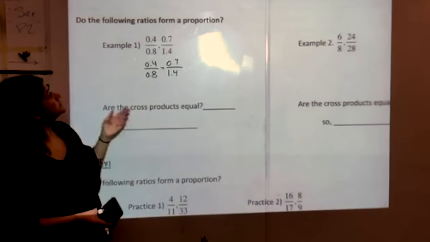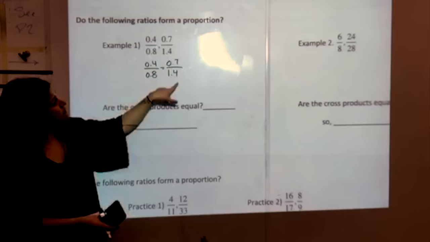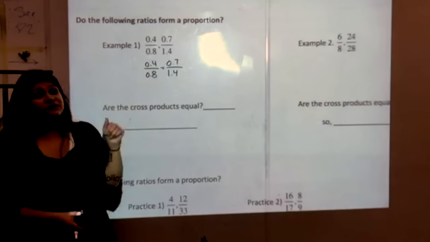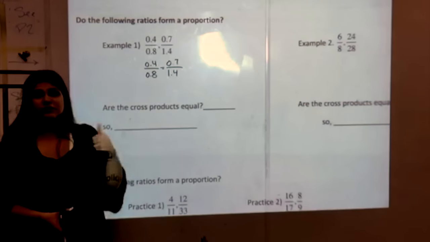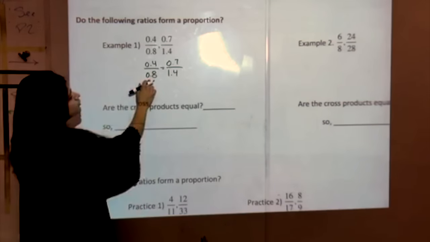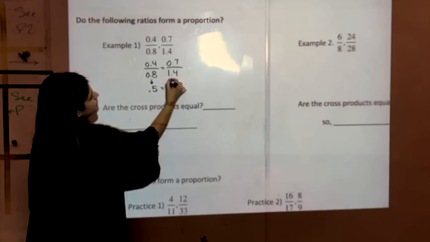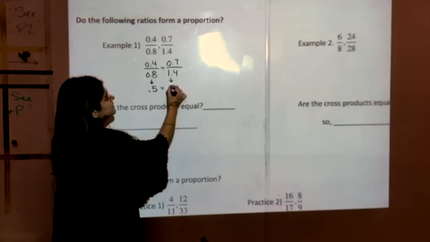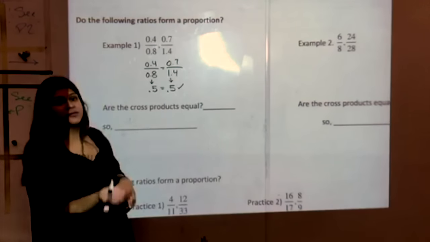The first thing that I'm going to do to figure out whether these form a proportion, meaning are these equal, is set them up equal to each other. Then the first method that I'm going to try is dividing them to see if I get the same decimal on each side of my equation. If they are balanced, then they are equal or proportional. When I divide 0.4 by 0.8, I get a result of 0.5. When I do the same on the right side, 0.7 divided by 1.4, I also get 0.5. So I've checked using decimals, or method 1, that they are proportional.